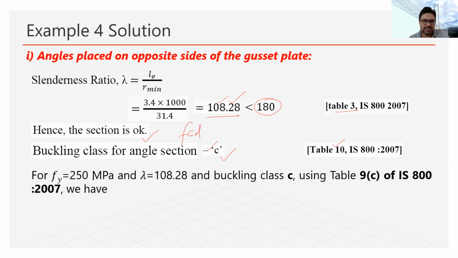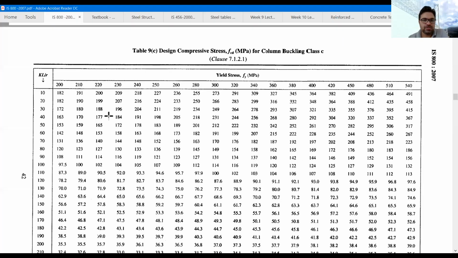So here it says for value of Fy equal to 250 MPa, lambda 108 and buckling class C, we will look for Table number 9C of the IS code. With this table, we can find out the value of FCD. So again, I will show you that in the IS code. So this is the table that we have to look for to find out the value of FCD for our question.